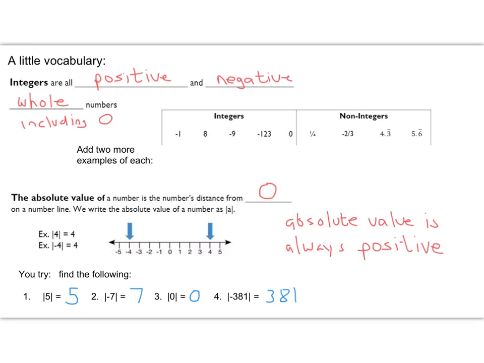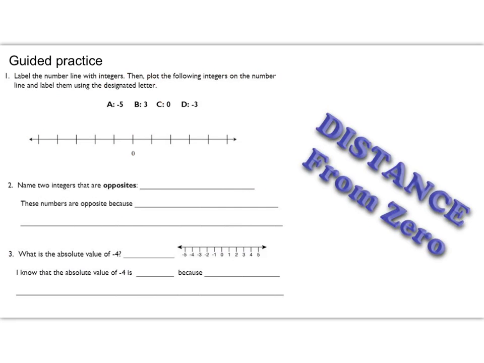All right, let's turn to the next page, please. I just want to take you through a couple of practice problems, and then I'm going to let you do some work on your own. So this first one says label the number line with the following integers, then plot the following integers on the number line and label them using the designated letter. All right, so I need a -5. Starting at 0, I got -1, -2, -3, -4, -5. That goes there.